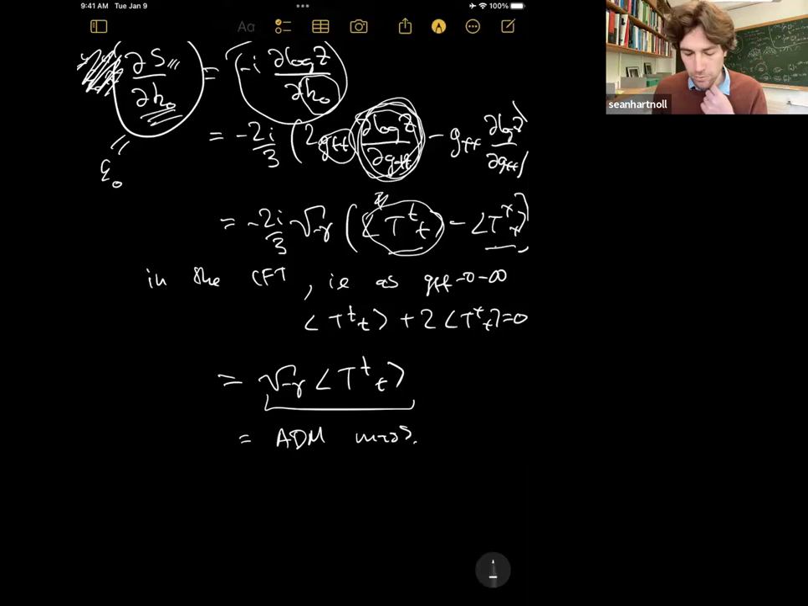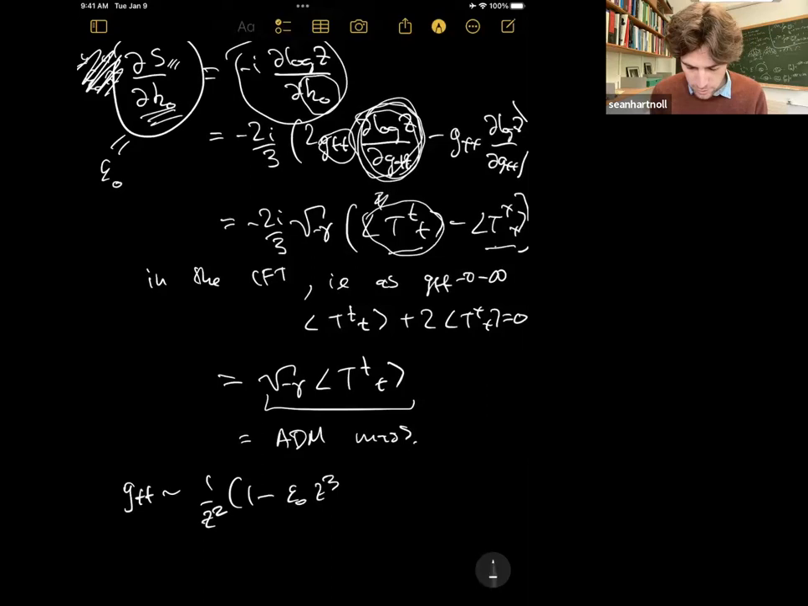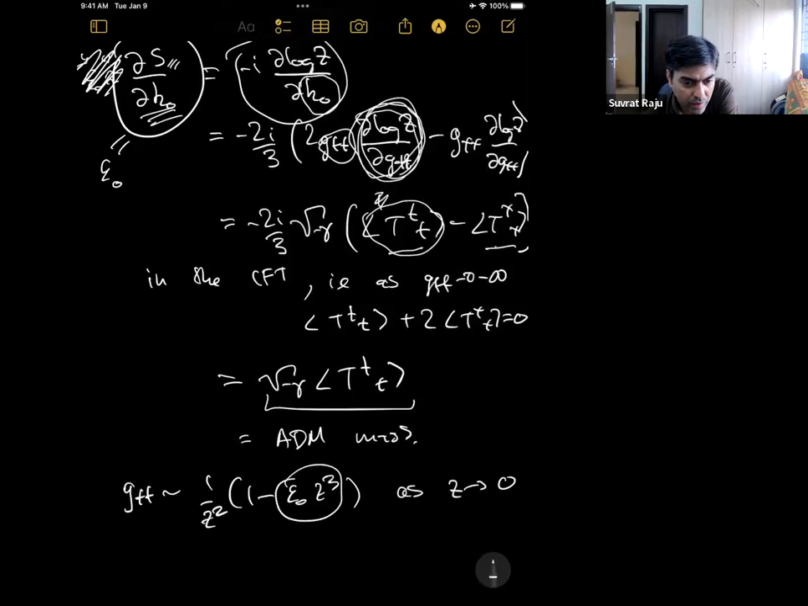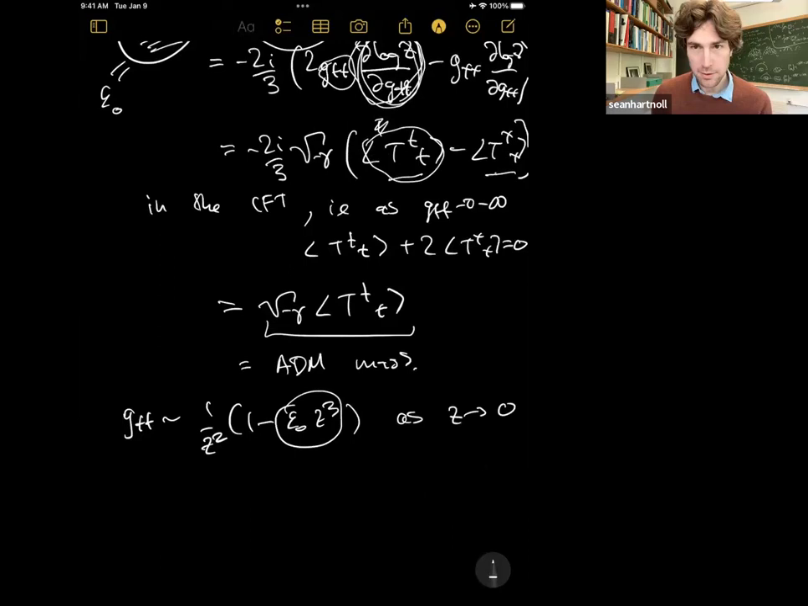So GTT near the boundary is going like, what I wrote down earlier, let's see, how's it go again? One over z squared, one minus the mass z cubed, right? As z goes to zero. And so exactly, you pick up the subleading term. Which is more like the conjugate momentum. It's like your radial differentiation somehow.